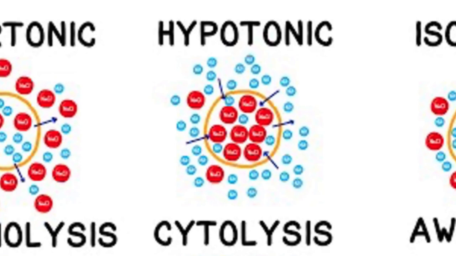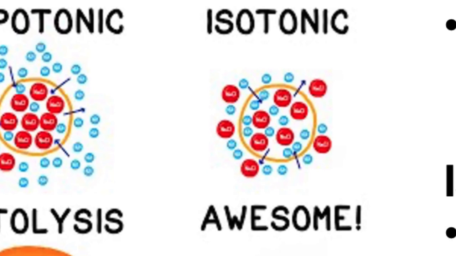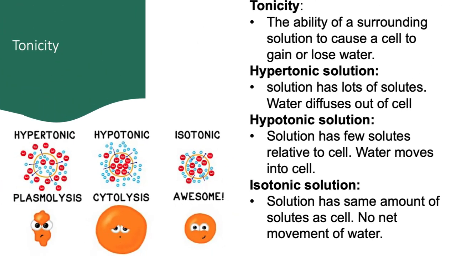If a cell is in a solution that is hypotonic compared to the cell, the solution has few solutes and therefore more free water than the cell. Water will therefore move into the cell. Finally, in a solution that is isotonic to the cell, the solute concentration is equal inside and outside the cell, and there will be no net movement of water either into or out of the cell.